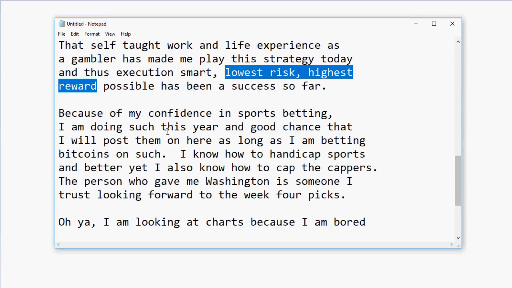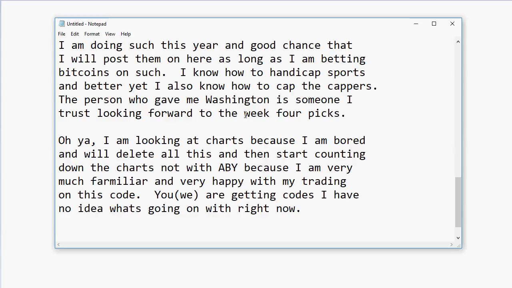Because of my confidence in sports betting, I am doing such this year, and good chance that I will post them on here. As far as sports betting is concerned, betting them with, well, bitcoins. I know how to handicap sports, and better yet, I also know how to handicap or cap the cappers. The person who gave me Washington is someone I trust. Looking forward to the week 4 picks, but I won't find that information for many days from now.